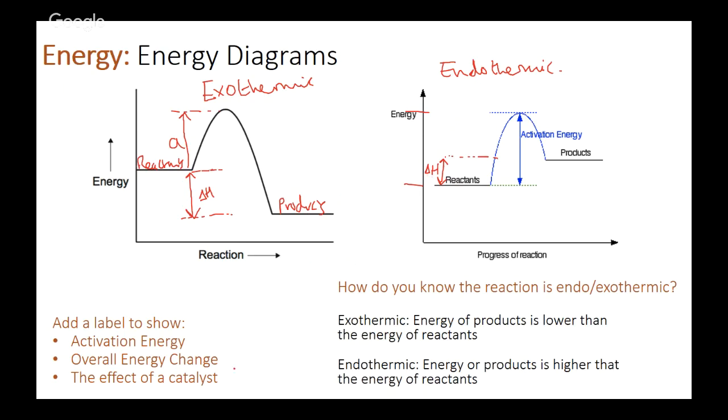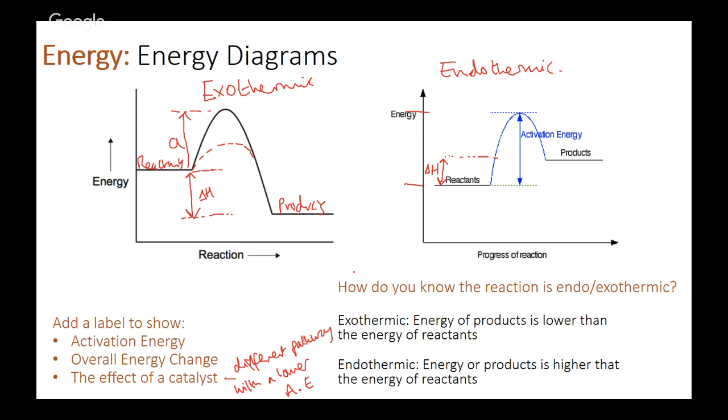And finally, you might be asked to show the effect of a catalyst. So a catalyst provides a different pathway. You'll need to know this definition for C3: a different pathway with a lower activation energy, which I'm just going to write as AE. So if you're asked to draw the effect of a catalyst, you can just draw a dotted line here just to show that that is an alternative pathway with a lower activation energy.